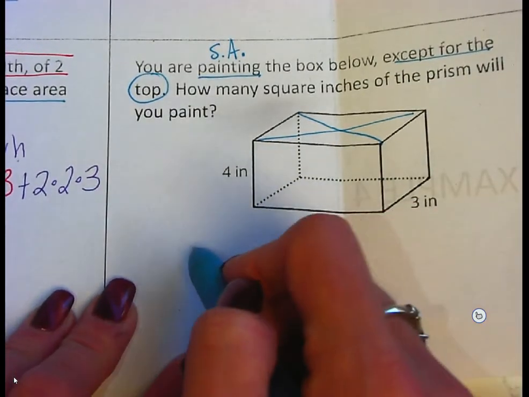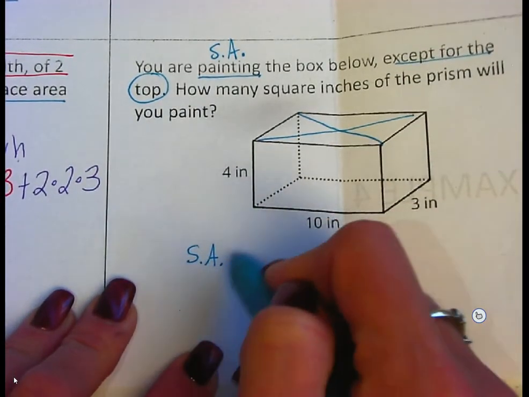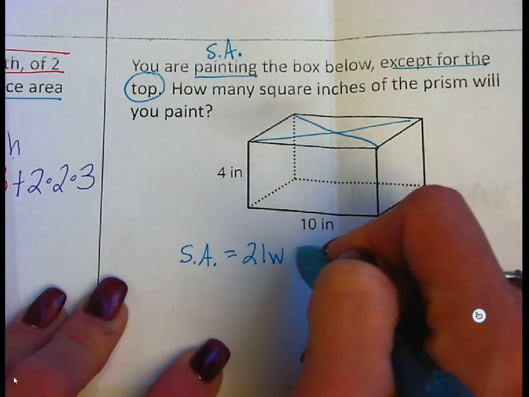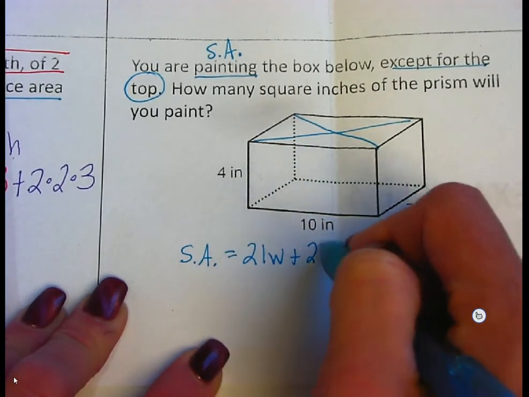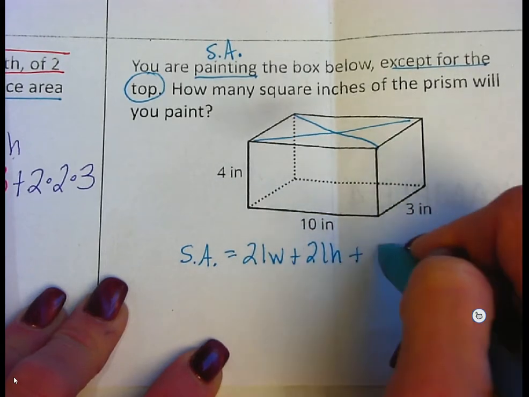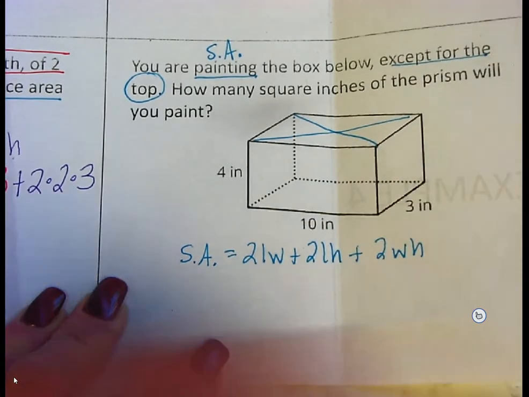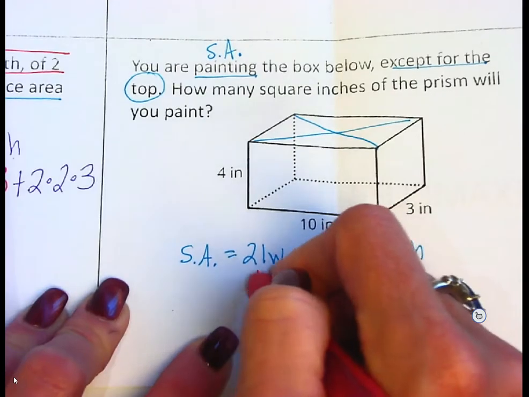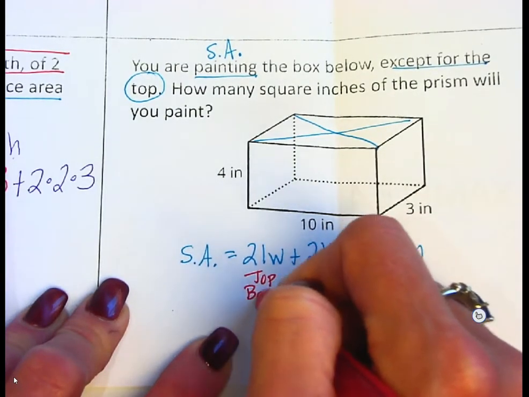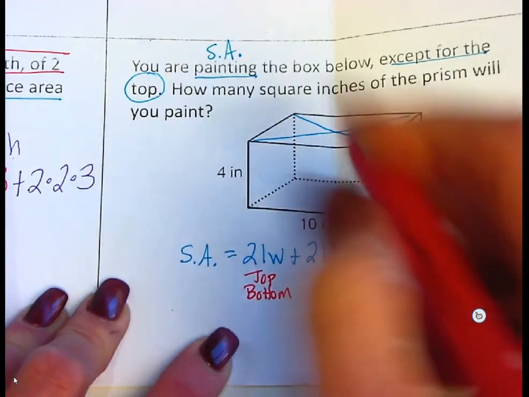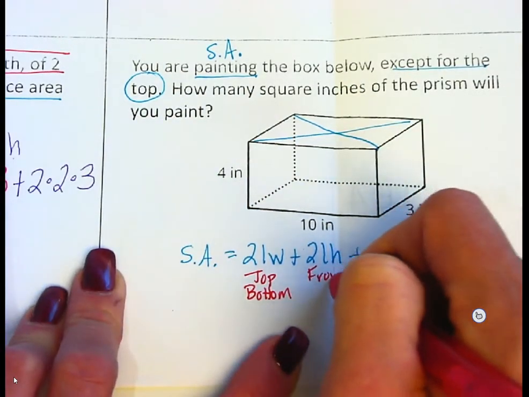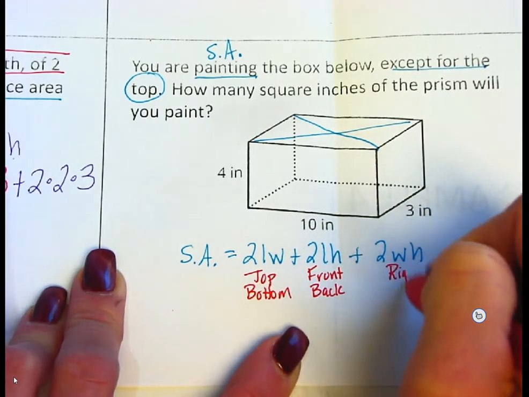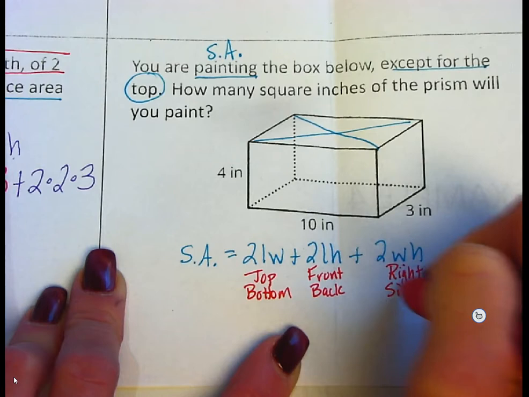So watch this. We're going to play around with the formula. We're going to write it down here at the bottom of our paper. Surface area, 2 times length times width, plus 2 times length times height, plus 2 times width times height. Now remember, I'm going to write on here too, and you guys need to do it as well. This is our top and our bottom. This is our front and our back. And this is our right side and our left side.